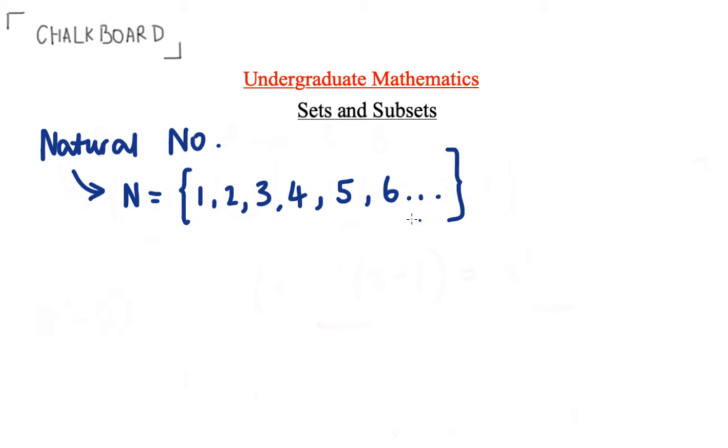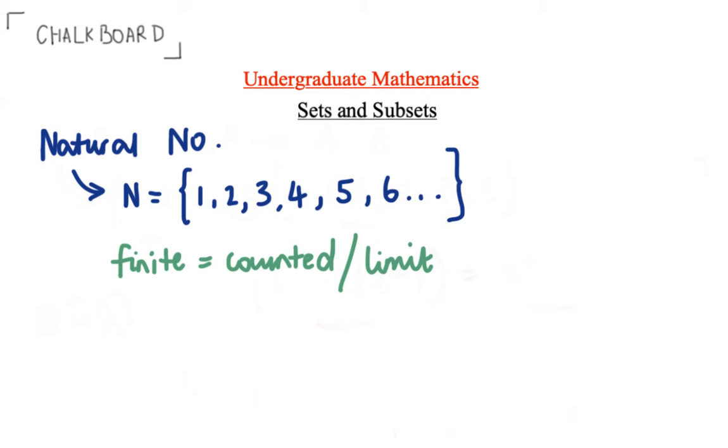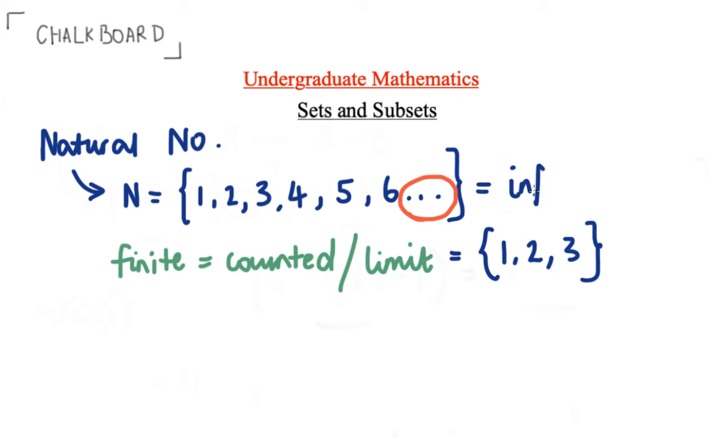Now this would be an infinite set, and the best way to define an infinite set is to look at what the opposite, a finite set, is. Now a finite set is simply a set that can be counted, or it has a limit. So if we were to use the example above, a finite set would be something similar to 1, 2, and 3. Now notice the 3 dots on the first equation. This would be your hint, and this equation would of course be infinite.